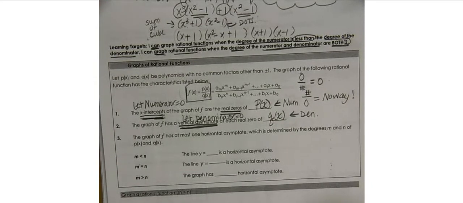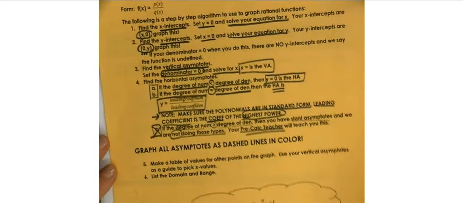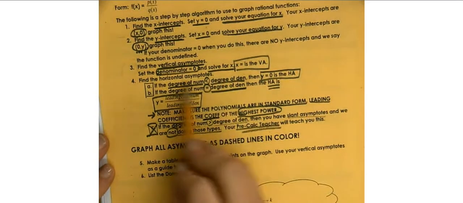So for step 3, the graph of f has at most one horizontal asymptote, which is determined by the degrees. And the degrees we're going to call m and n of p of x and q of x respectively. So that means that when I refer to p of x's degree, I'm going to refer to it as m, and q of x's degree is going to be n. And this is information that we've already talked about on our yellow sheet.